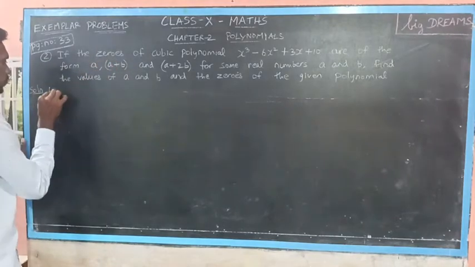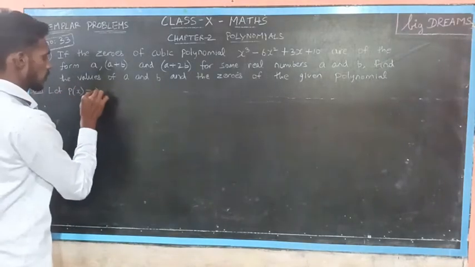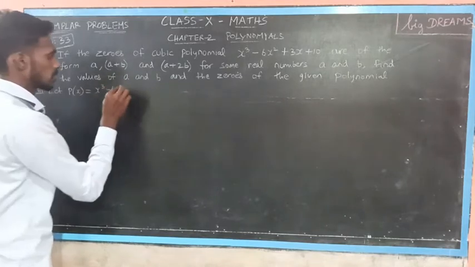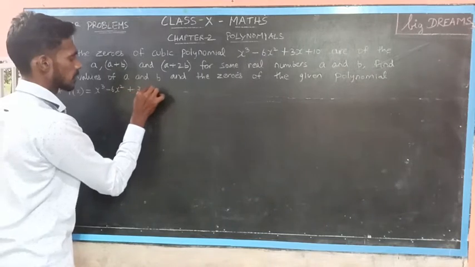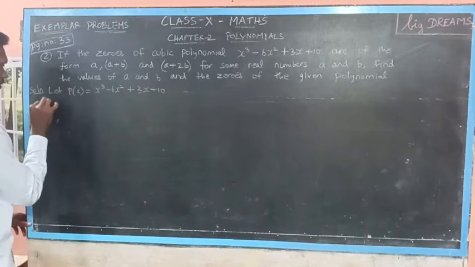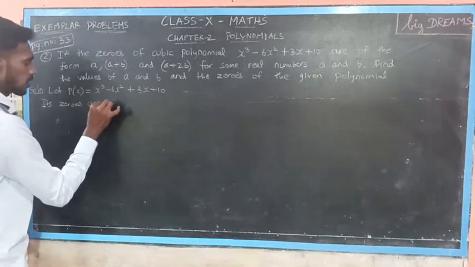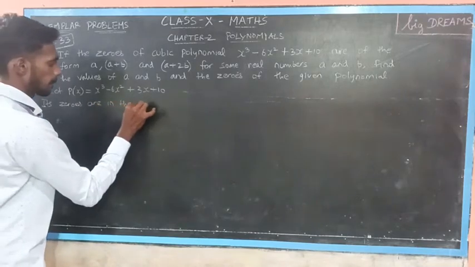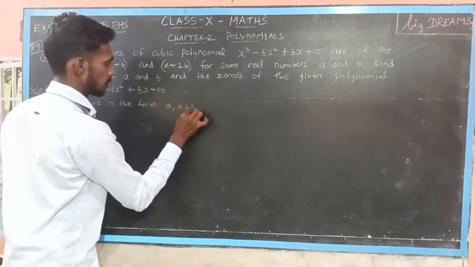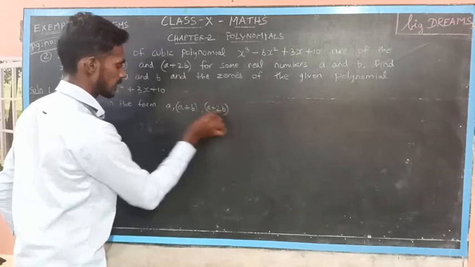First, let us assume p of x to be the given cubic polynomial, that is p of x is equal to x cube minus 6x square plus 3x plus 10. Now, its zeros are in the form a plus b and a plus 2b. They have given this data.